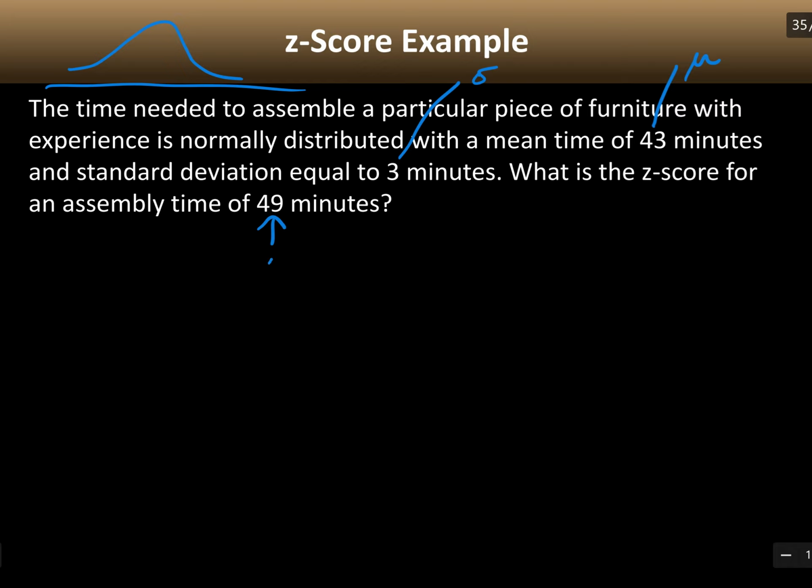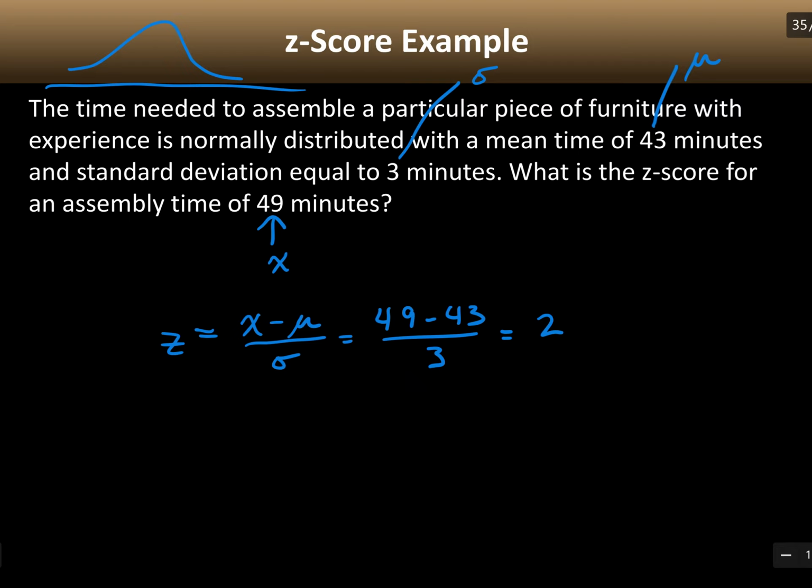This 49 would be our x, because x is our variable of interest. This is the data, right? So you want to use that assembly time. That's the variable. The formula for our Z-score is x subtract the mean mu divided by sigma, and just plug in those values. 49 subtract 43 divided by 3 gives us 2.